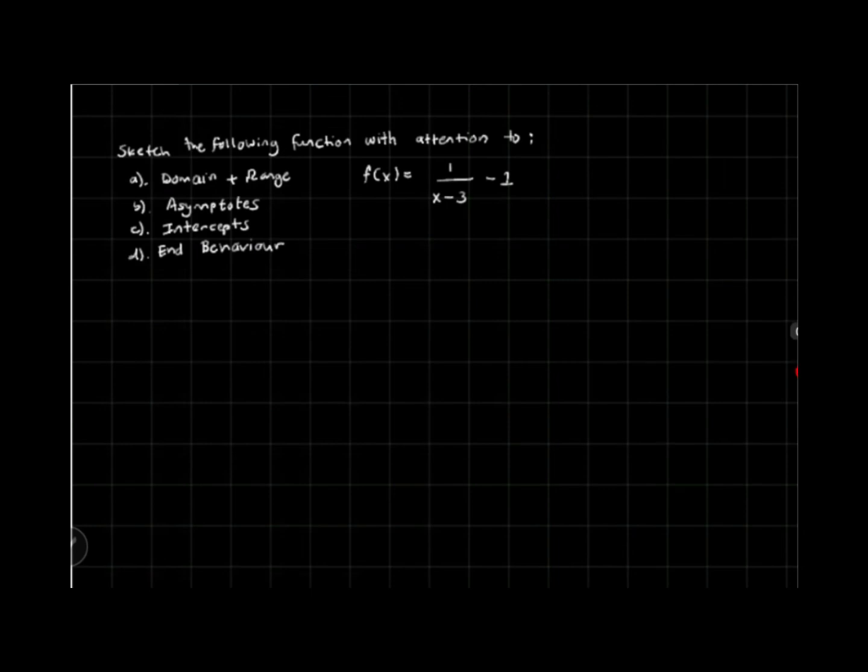Alright, let's sketch the following function with attention to domain, range, asymptotes, intercepts, and behavior. And here we have f of x is equal to 1 over x minus 3, minus 1. So this is actually a reciprocal function, right? Specifically, this is the reciprocal of a linear function.